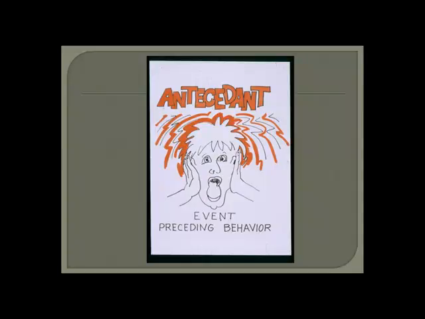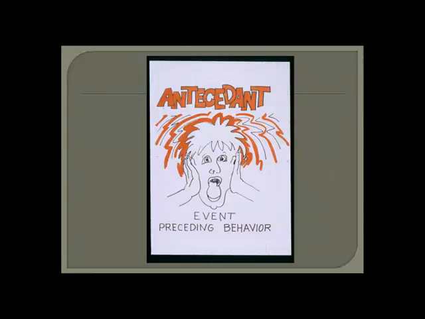But most of our work and most of our discussion is going to be on addressing the antecedent. So what do we do so we don't have to get to the consequence? So what are we going to do? Look at why the behavior occurs, what that antecedent is, how do we modify those antecedents so that the behavior itself doesn't occur.